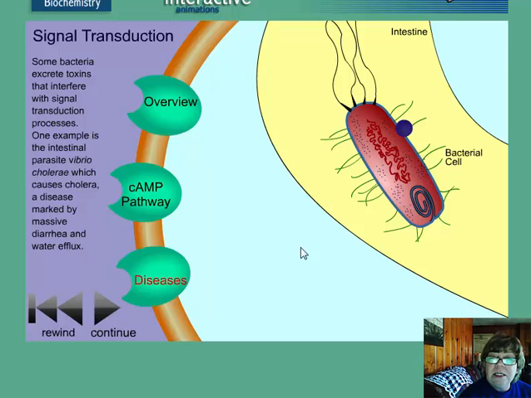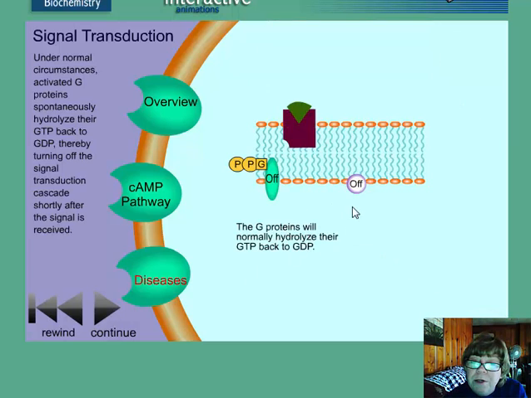All right, on diseases, this is an example of one that you might have heard of in WAP or maybe even APUSH. This is called cholera, and you have massive diarrhea. And whenever you have massive diarrhea, you know that you're losing a lot of water, and it's potentially dangerous because you could dehydrate and then you'll die. What happens here is that the G proteins normally hydrolyze, and that means water splits, their GTP back to GDP. That's the normal.